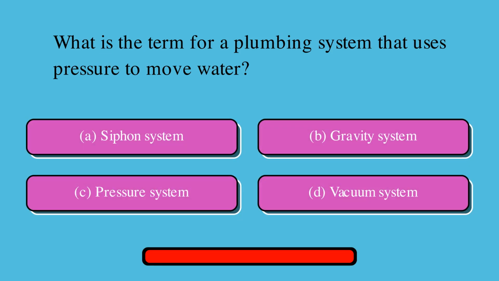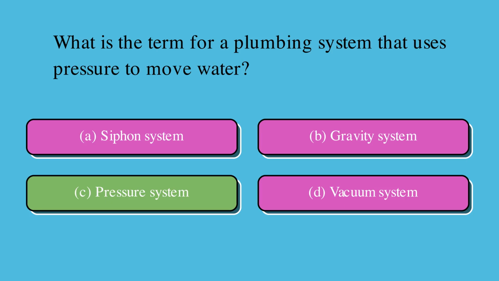What is the term for a plumbing system that uses pressure to move water? A, siphon system, or B, gravity system, or C, pressure system, or D, vacuum system? The correct answer is C, pressure system.